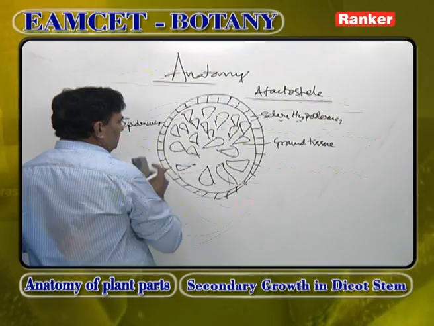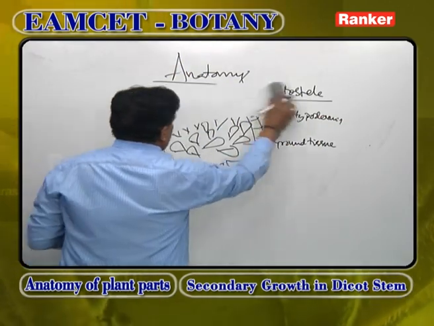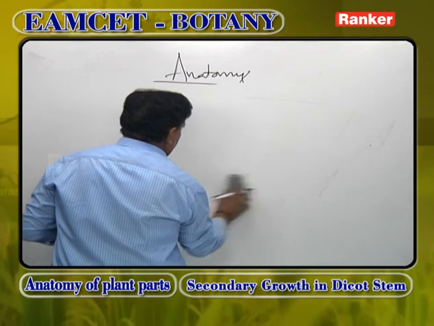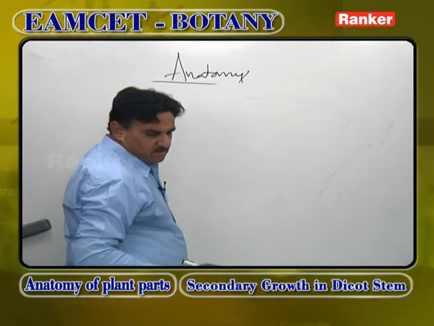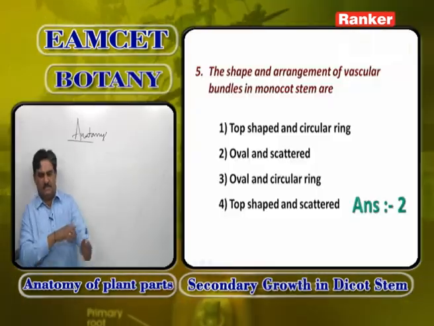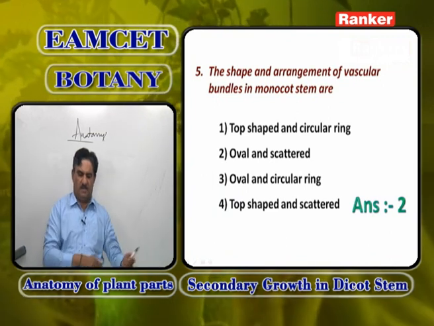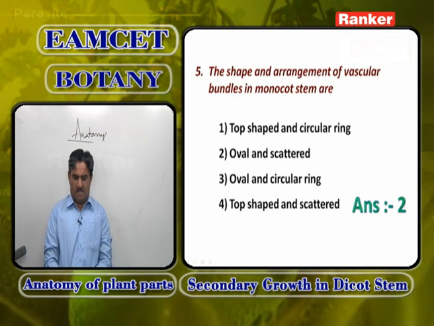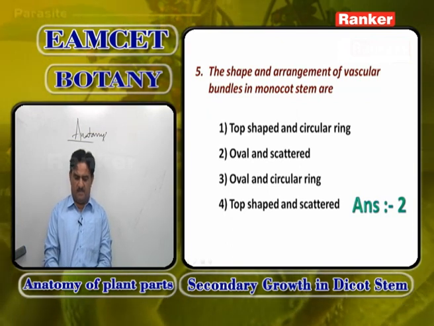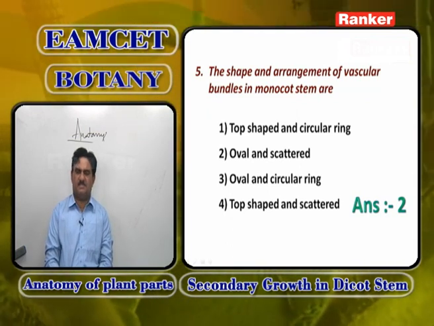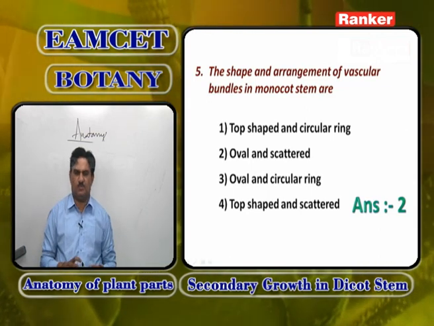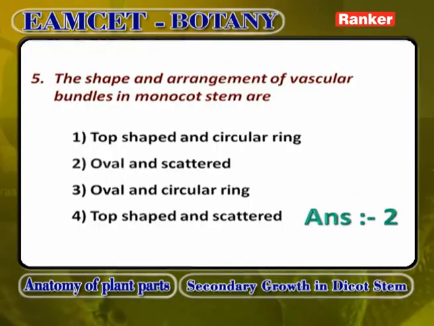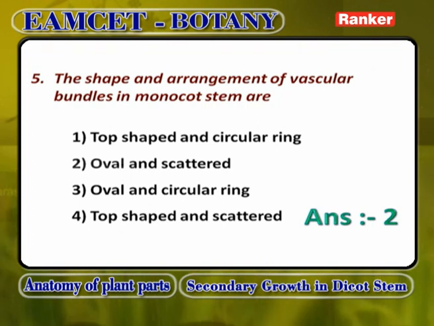Atactostele is a special modification, an advanced character in monocot stem. So the shape and arrangement of vascular bundles in the monocot stem are not top shaped and circular ring; top shaped and circular ring is dicot stem. Not oval and circular ring either, since they are not arranged in a circular ring at all. Top shaped and scattered is also wrong. The answer is oval shaped and scattered vascular bundles throughout the ground tissue. Second option.